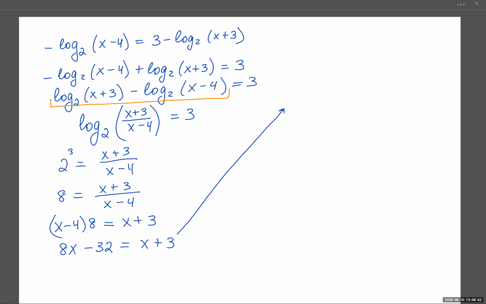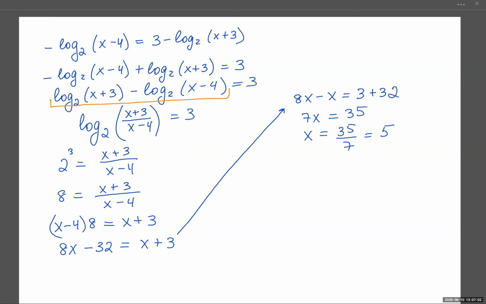Go ahead and go over here. So 8x minus x equals 3 plus 32. 8x minus x is 7x, and 3 plus 32 is 35. So x equals 35 divided by 7, which is 5.